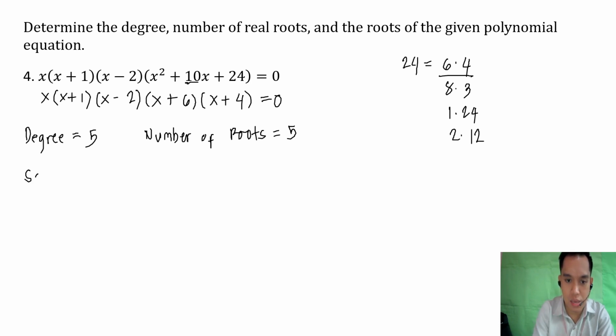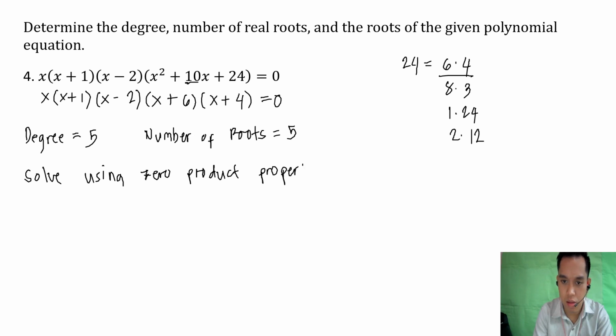Ngayon, so let's solve this using the zero product property. Solve using zero product property. Okay, so una yung x. Ito lang x. Equate to 0, so therefore, ang ating x ay 0. Next naman ay itong x plus 1. Equate to 0, what is the value of x? Then next is x minus 2. Equate to 0, what is the value of x?